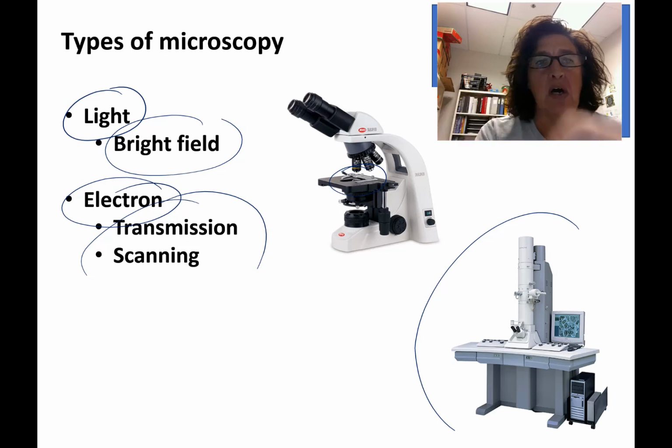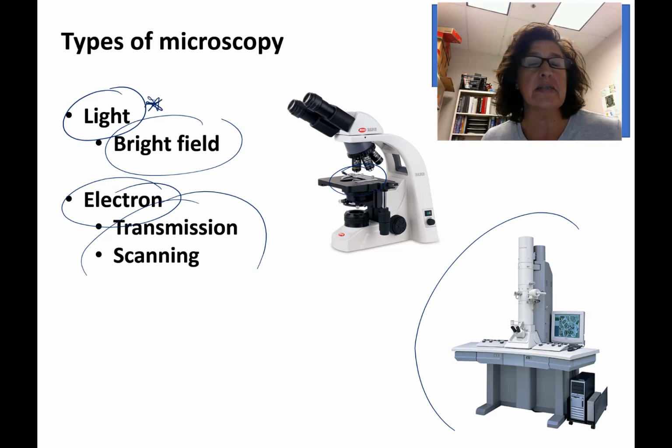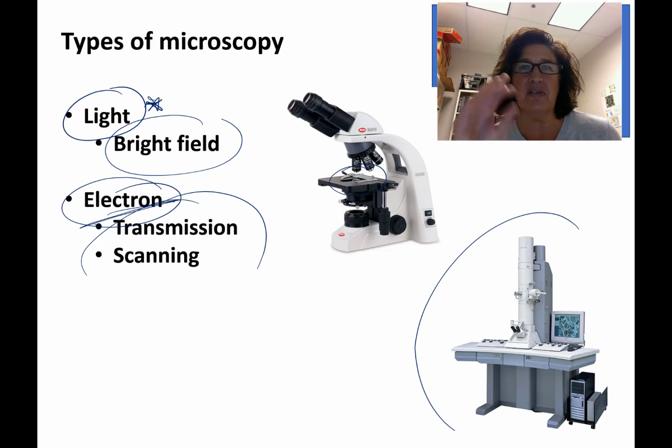Note that only with light microscopy can you look at live cells. Everything that you see under an electron microscope will be dead. We have to fix the cells so that we can shoot those electrons through them to get the image.